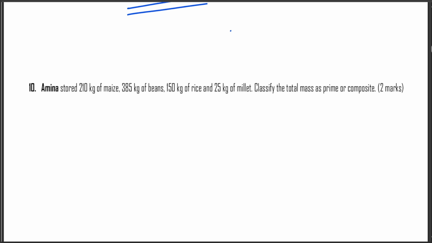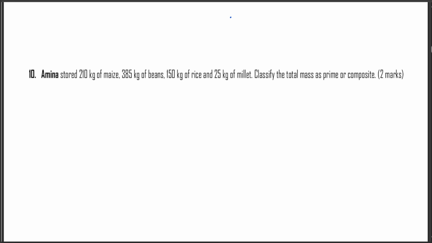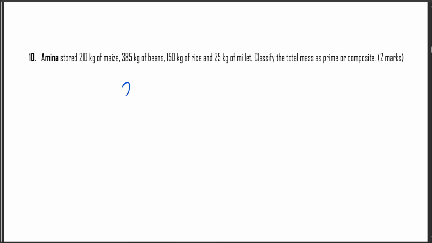Now Amina stored 210 kg of maize, 385 kg of beans, 150 kg of rice, and 25 kg of millet. I'll classify the total mass as either prime or composite. So you need to add all of these things. So you take 210 plus 385 plus 150 plus 25.